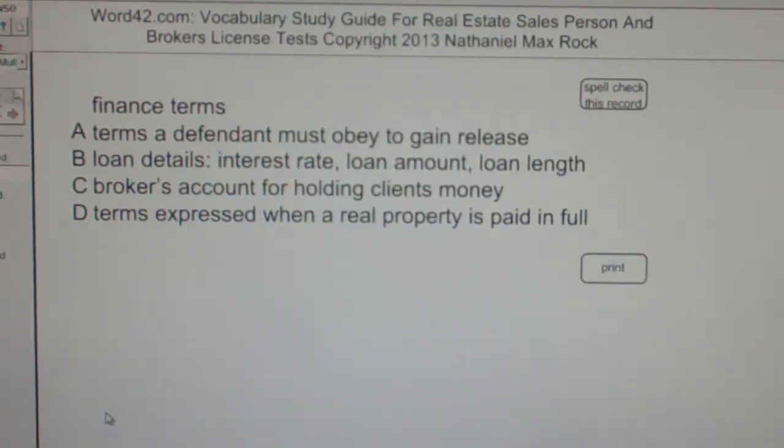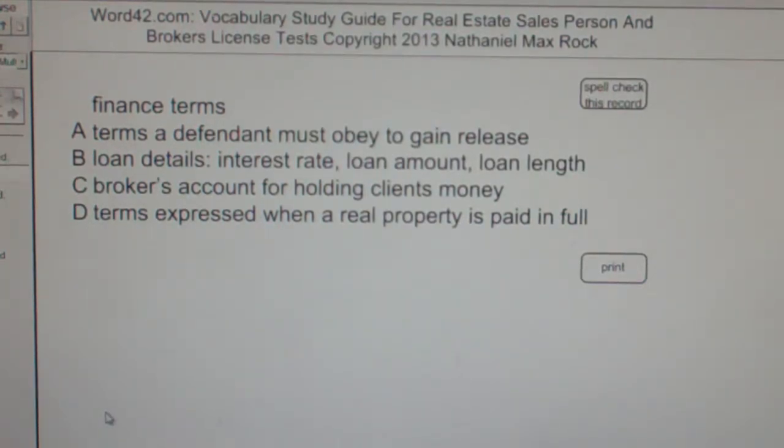Multiple choice question, finance terms. A. Terms a defendant must obey to gain release. B. Loan details, interest rate, loan amount, loan length. C. Broker's account for holding client's money. D. Terms expressed when a real property is paid in full.